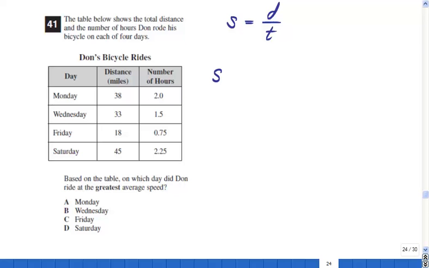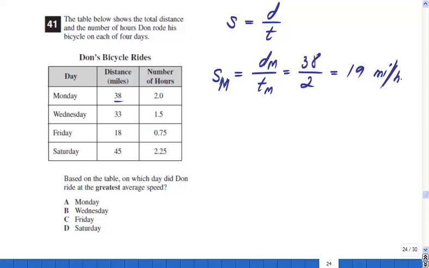Let's say speed for Monday would be what? Distance that Don rode on Monday over the time that took him to ride that distance on Monday. Distance 38, time 2 hours. What do you get? 19. 19 what? Miles per hour. Okay, that was Monday. Let's see Wednesday.